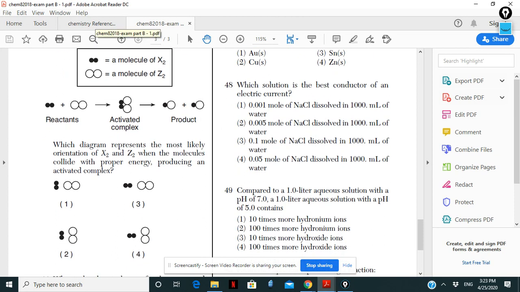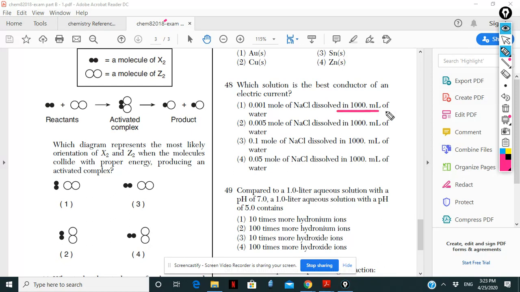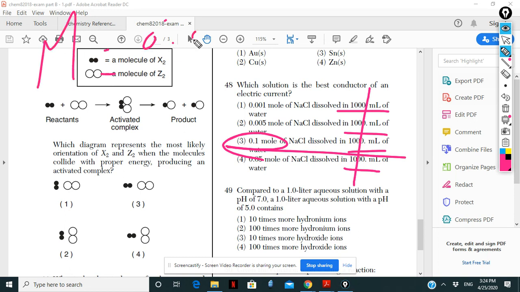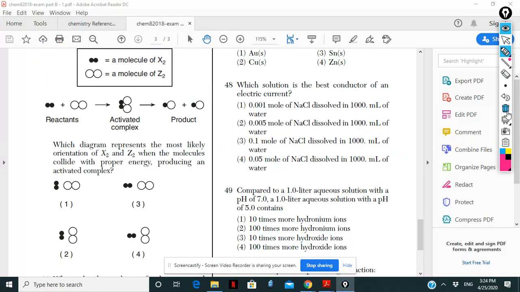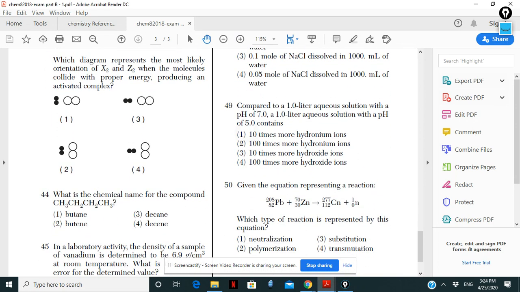Which solution is the best conductor? The best conductor should have the greatest amount of ions, so I'm looking for the number of moles. Since all of them have the same volume, I'm comparing the moles. The one with the highest moles will be the best conductor, so the answer is 3. Question 48 is 3. If they give me different volumes, I have to find the molarity, which is the number of moles over the volume, using the molarity formula. But since they have the same volume, I compare the number of moles.